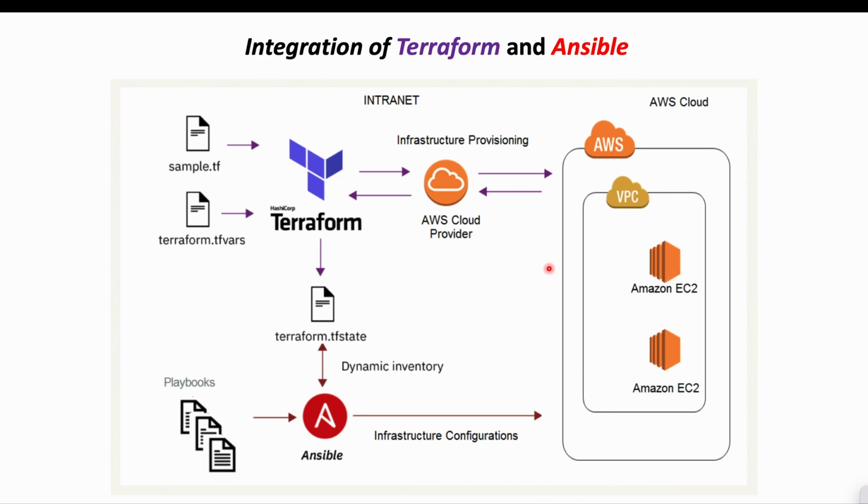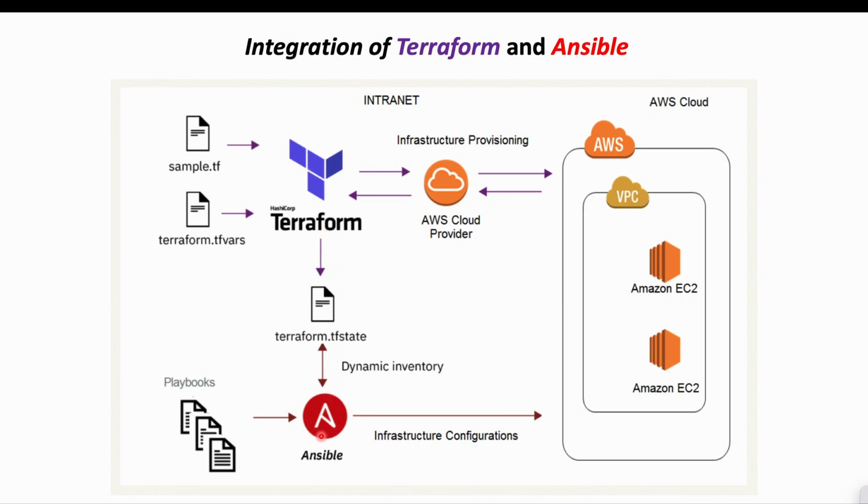Okay, so let's see the simple architecture. So we have the few Terraform files. So when we execute the Terraform command, it will use cloud provider to create the resources on the target platform. So in this example, we are going to create the EC2 machine. Okay, once EC2 machine gets created, the Terraform will call the Ansible.